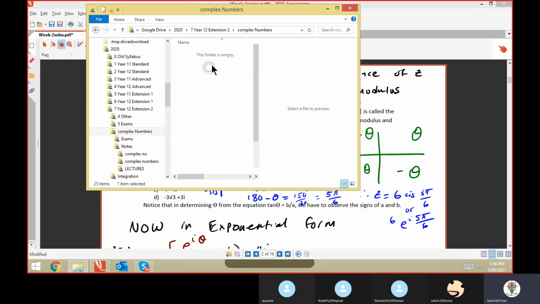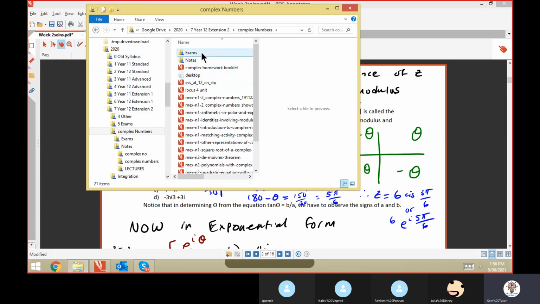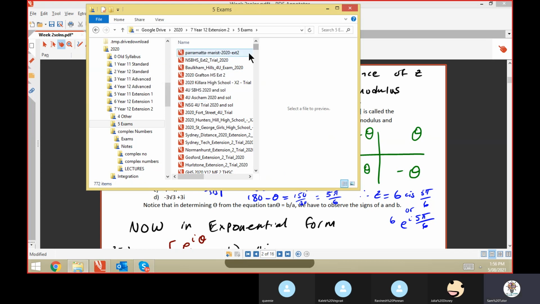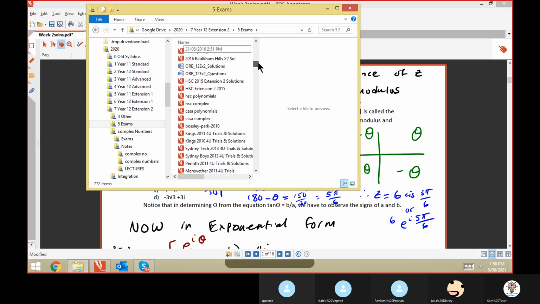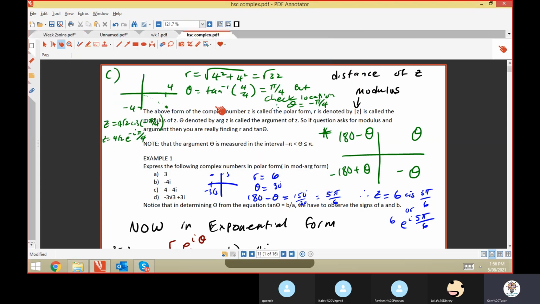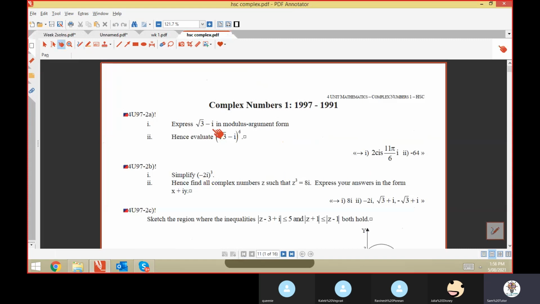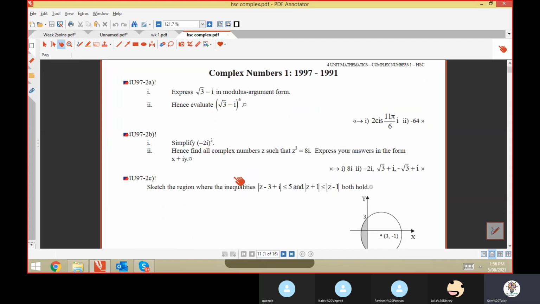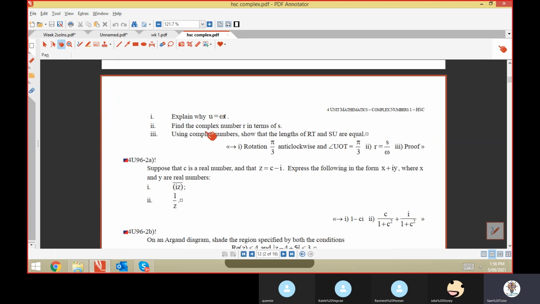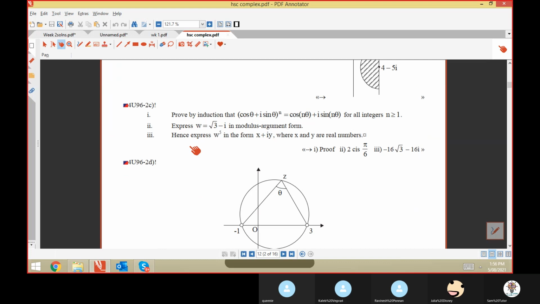Year 12 Extension 2, complex numbers, exams. Let's open up HSC. Yeah, that's HSC complex numbers. There it is. Express root 3 minus i in mod arg form. We haven't done this next part, haven't got to those yet. Look at that. W is this, Z is this, multiply them together. So I'm just saying, whatever you get taught is tested.